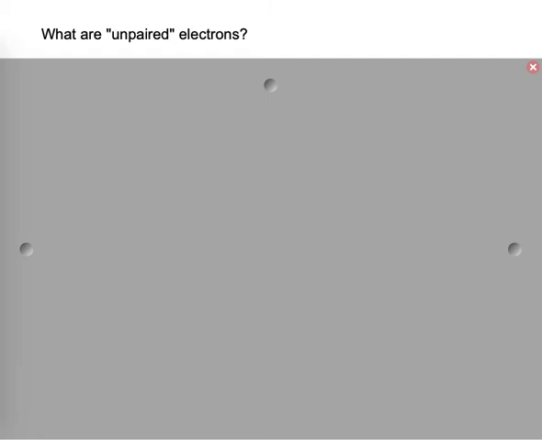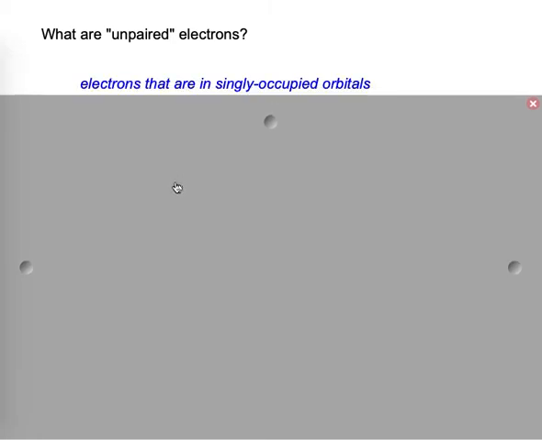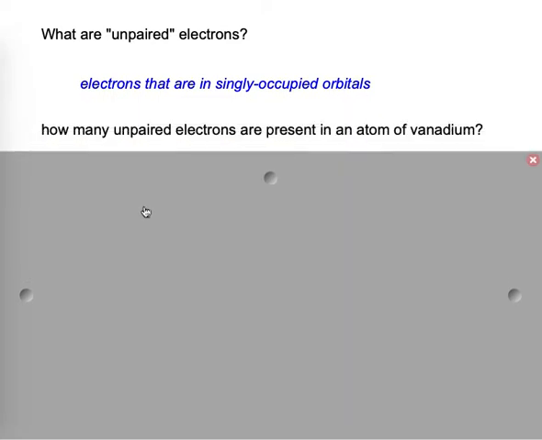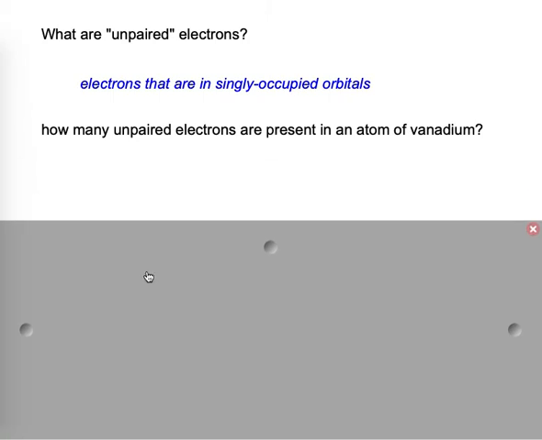Now, finally, what are unpaired electrons? Well, as we said before, they're electrons that are present in singly occupied orbitals, meaning that they're not paired with another electron with opposite spin in the same orbital. One of the things you can use an electron configuration for is to determine how many unpaired electrons are present in an atom. Let's take vanadium, for example.